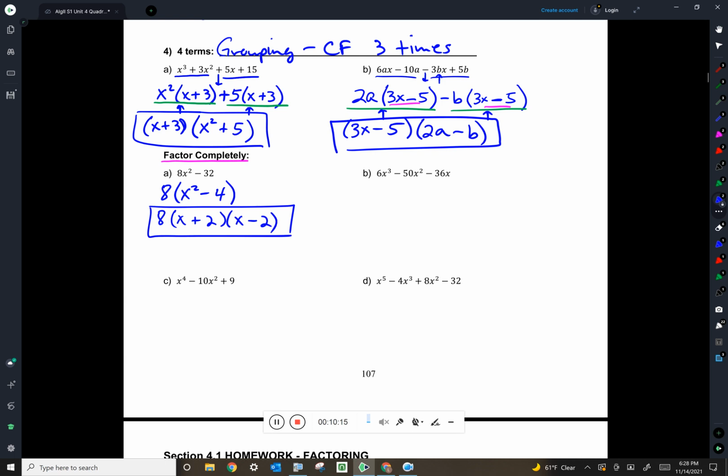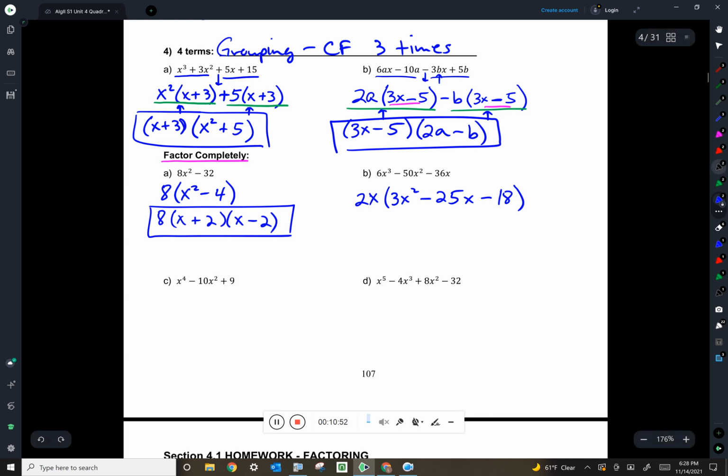First, I look for a common factor. So let's see. I definitely can take out an x. What about the numbers? I can't take a 6 out of 50, but I could take a 2 out of all of them, right? Why don't I try that? If I take out a 2 and an x, that's going to leave me with 3x squared minus 25x minus 18. Okay, so I just did common factor. But before I say I'm done, look inside the parenthesis. I see 3 terms. I wonder if I could do trial and error.